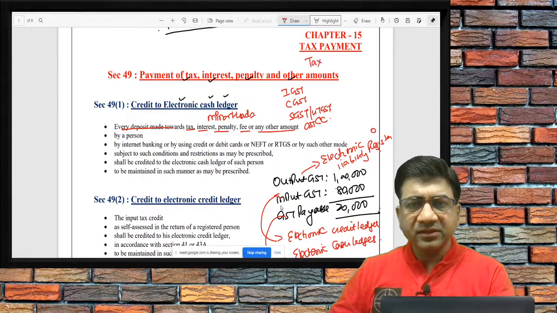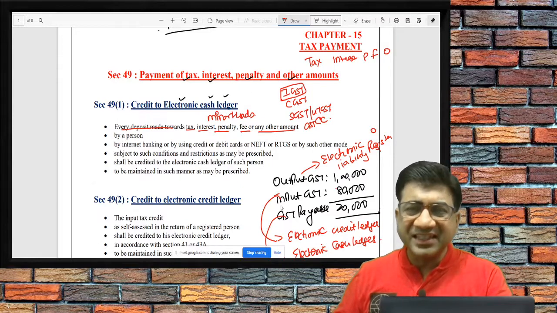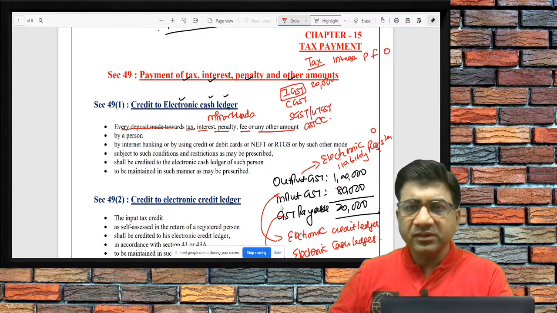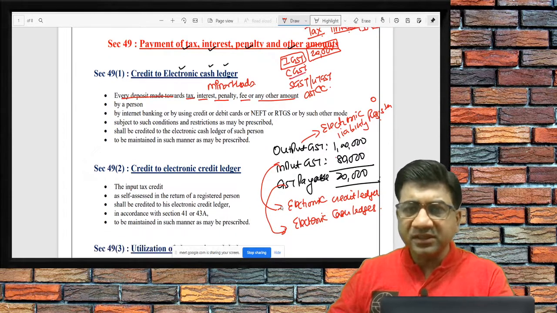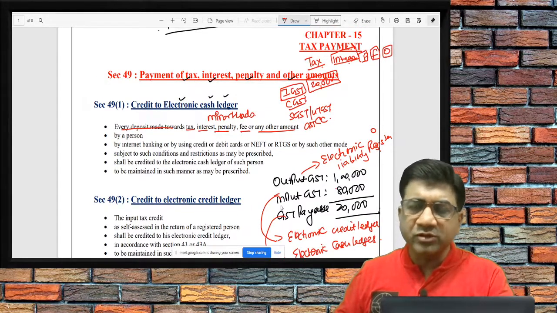And it is like this: tax, this is one head; interest, penalty, fees, other amount. So you need to deposit IGST. For example, your 20,000 is IGST. Then you deposit IGST tax 20,000 here. These are the 5 minor heads: tax, interest, penalty, fees, other amount. And these are your major heads. Suppose this is 10,000 CGST and 10,000 SGST. Then you deposit under CGST 10,000 here, and 10,000 here.